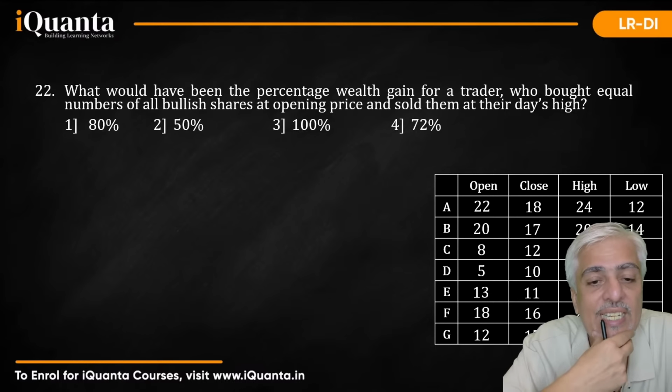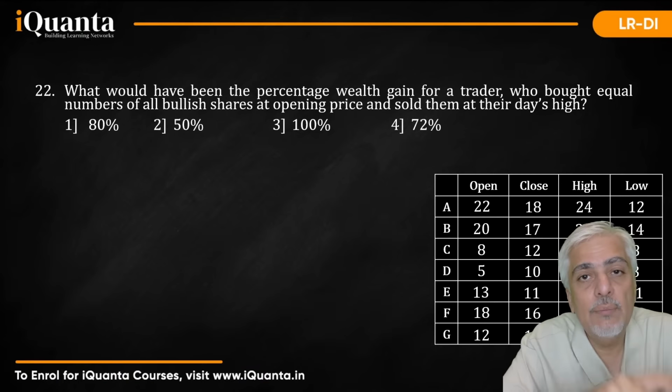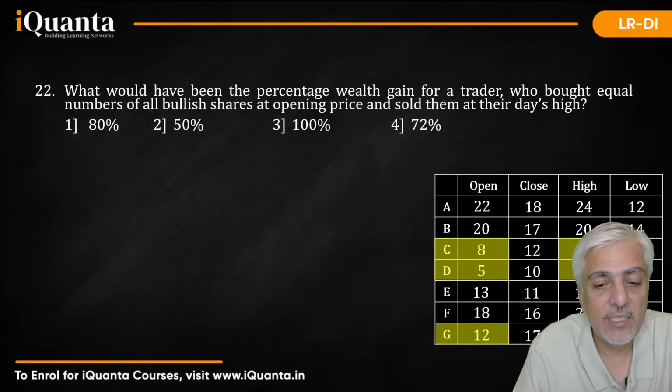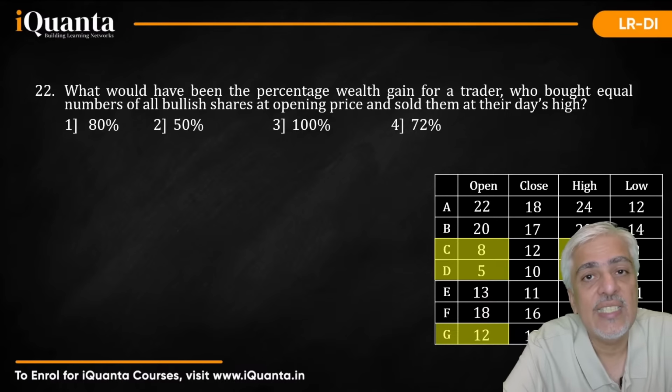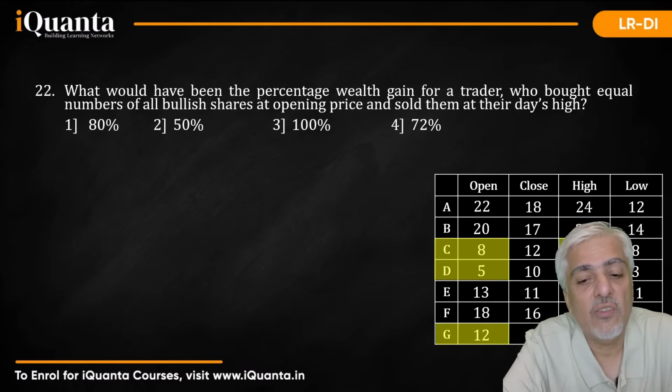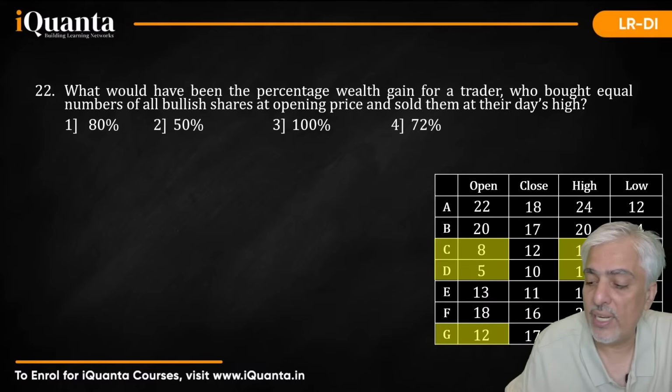What should have been the percentage wealth gain for a trader who bought equal number of all bullish shares? Bullish shares were the ones which were in green. So only these 3 shares. And wealth we want to know. So we have to say he bought equal number of shares. So the easiest thing is to say he bought 1 share of everything. Who bought equal number of shares at opening price and sold at day's high.